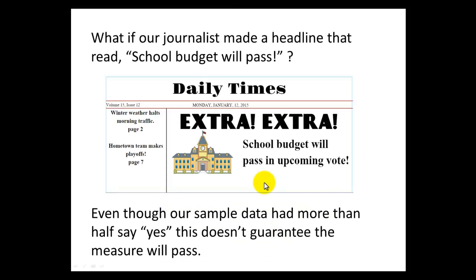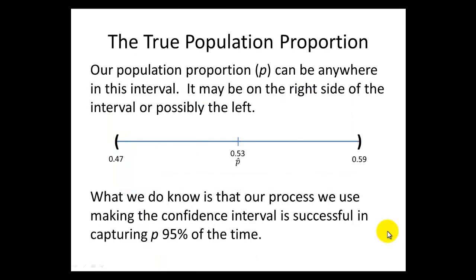So, what if our journalist made a headline that read, "School budget will pass"? It might look like something below. How comfortable are you with this headline? I know our sample had more than half the individuals say yes, but this doesn't necessarily guarantee that this measure is going to pass on the day that they vote. You see, our true population proportion, that is the proportion that will say yes in our entire voting public, can be anywhere inside of this interval. We don't know where it is.